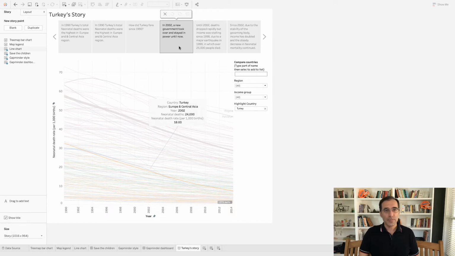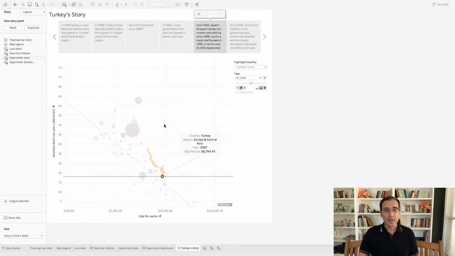in 2002 a new government took power, and it was basically due to changes in the country. If you look, neonatal deaths were steadily going down. However, there was a stop, and up until 2002 the income stayed around $9,000 per capita. So what happened in 1999? Here's the story. In 1999, there was a huge earthquake, and the earthquake killed 25,000 people, and due to the earthquake, the power also changed hands.